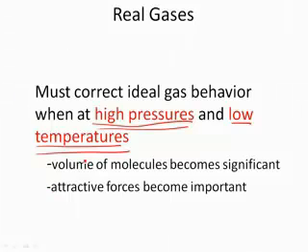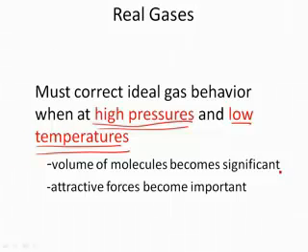One is, the thing to remember is that at high pressures we typically are talking about small volumes and high concentrations. And under those conditions, the volumes of the molecules do become significant. So we cannot say that the volume of the molecules is negligible relative to the volume that the gas is contained in. So that's one part of kinetic molecular theory that would not hold at high pressures, for example.